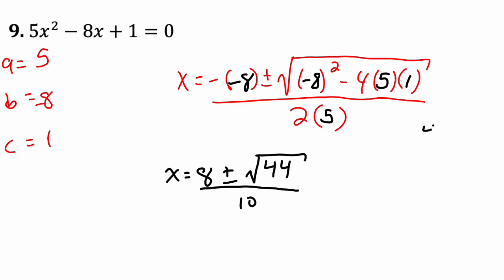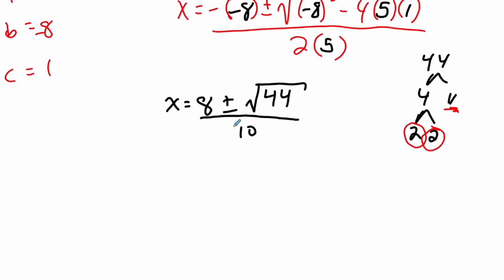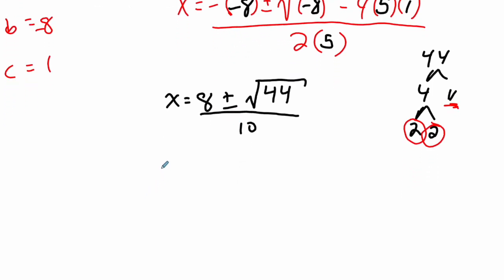Now, 44 is not a perfect square, but it does simplify because we have 4 times 11. 4 is 2 times 2, so there's a pair of 2's that we can pull out here, and then this 11 will stay underneath. Just like with completing the square, you have to make sure you do that last step. Double check to see if it simplifies before we call it our final answer. So a pair of 2's can come out, the 11 stays underneath, all over 10.